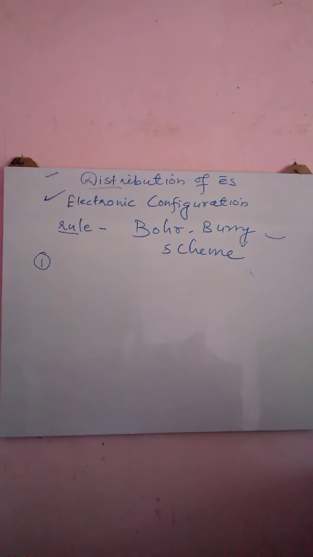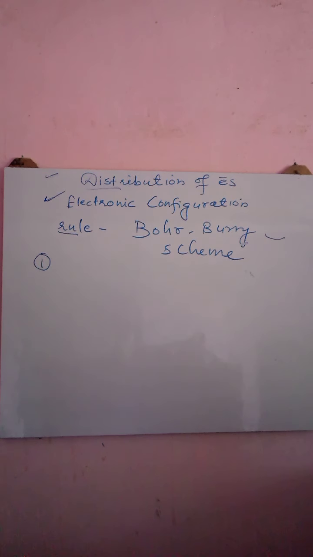Clear? See, electronic configuration is done on the basis of a rule called the Bohr-Bury scheme or Bohr-Bury rule. So what is the Bohr-Bury scheme? The Bohr-Bury scheme actually includes a few points that you have to remember while you are doing the electronic configuration of an atom. That will help you distribute electrons into the different shells of an atom.